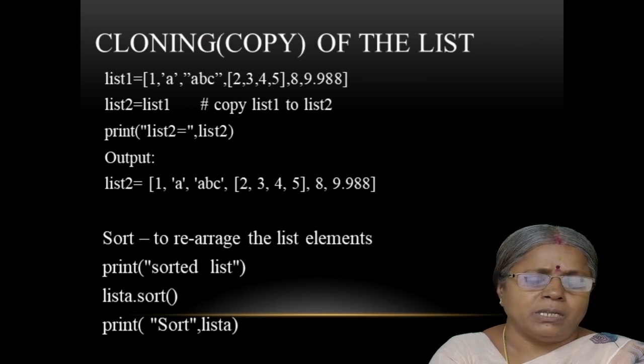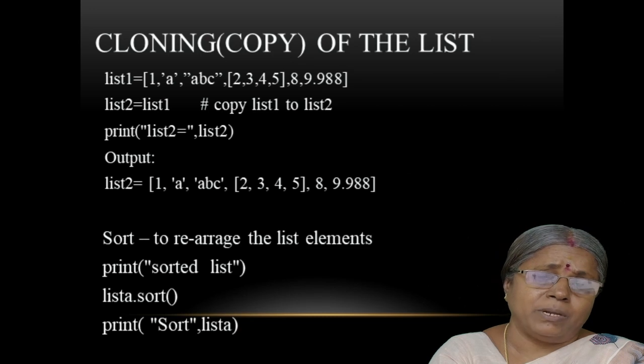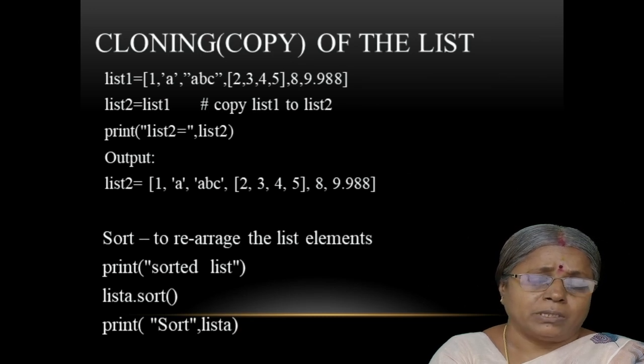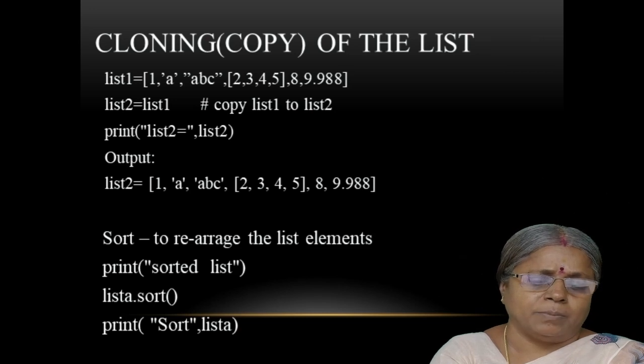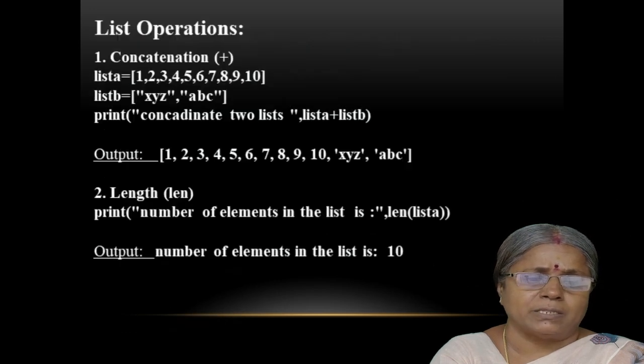The next method is to rearrange the set of elements in the list. We can use the method sort. Generally we call the method on a list variable, following the syntax list name or list variable dot method name. Here, the list variable dot sort method is used to rearrange a set of elements in the list. Or we can use list operations.